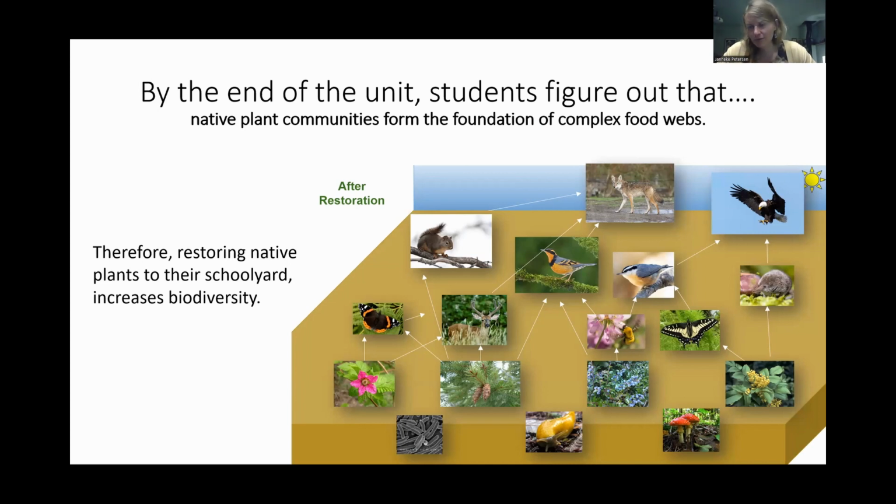Okay. By the end of the unit, students figure out that native plant communities form the foundation of complex food webs. I know I've said that many times. And here is their example of a food web model. Obviously, again, these cards are the ecosystem cards, and you create your own ecosystem cards for your bioregion using the template and instructions I've provided. So students figure out that if we want to increase biodiversity of our schoolyard, we can plant native plants to restore a complex food web.